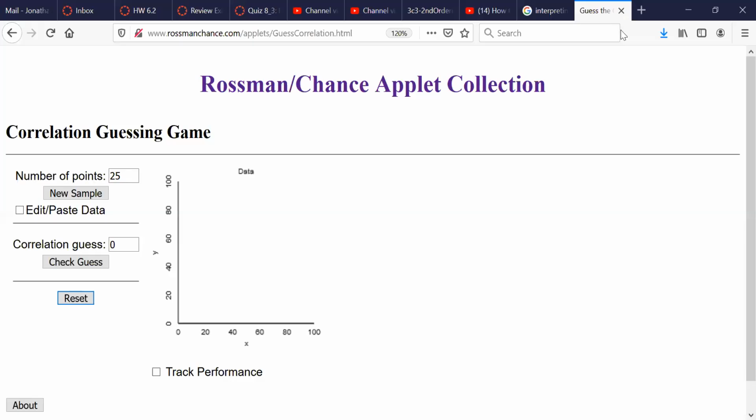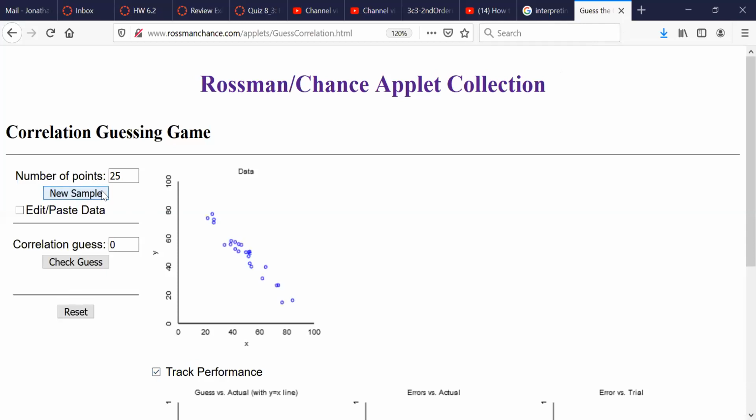It's at the Rossman Chance applet collection, and it's called the Correlation Guessing Game, where you can even track your performance. You can have it give you a sample of 25 points, and we can see here that those are really close to a line with negative slope. So I'm going to guess that the correlation would be about negative 0.9, and then you can check your guess. Hey, I was pretty close there.